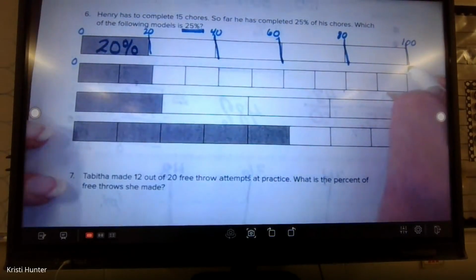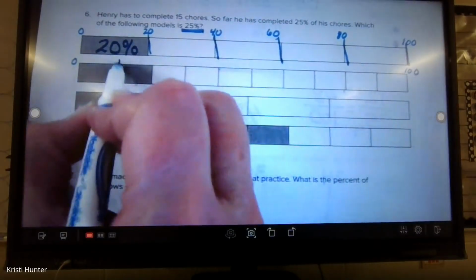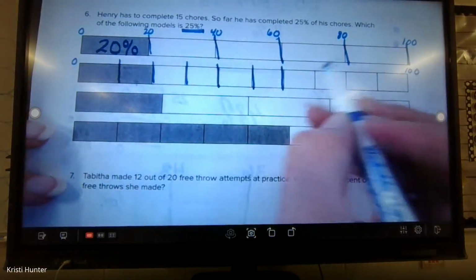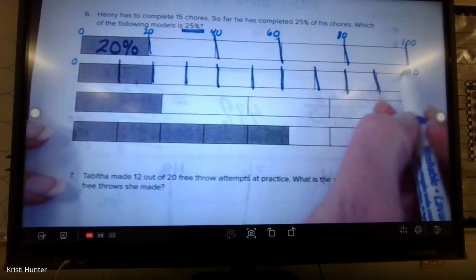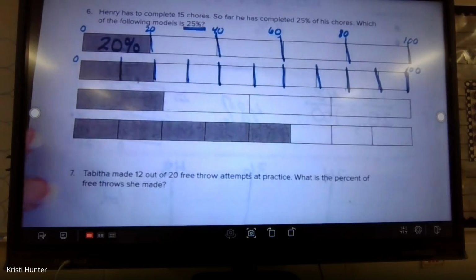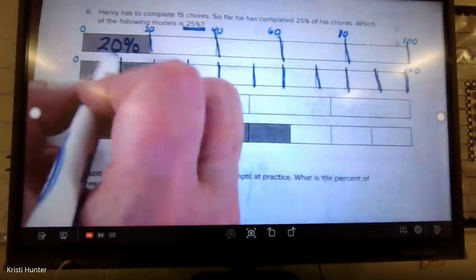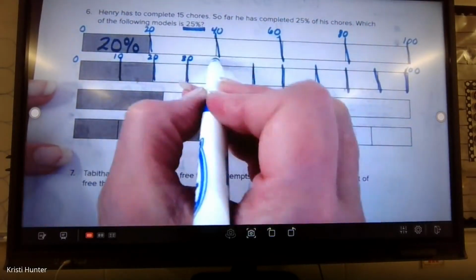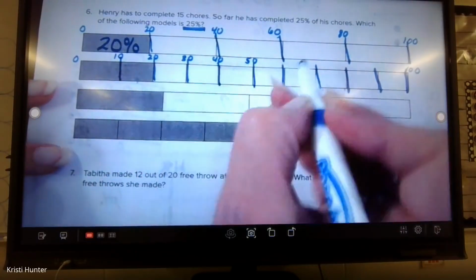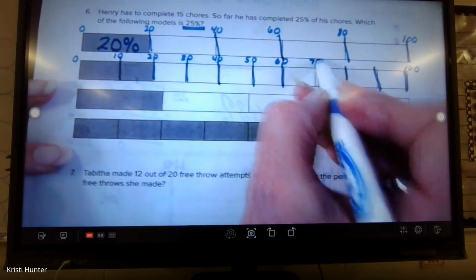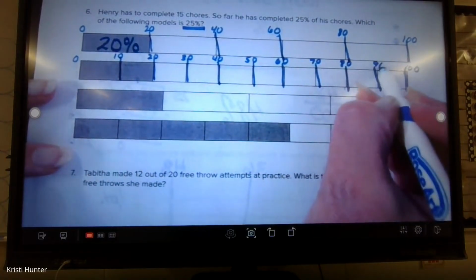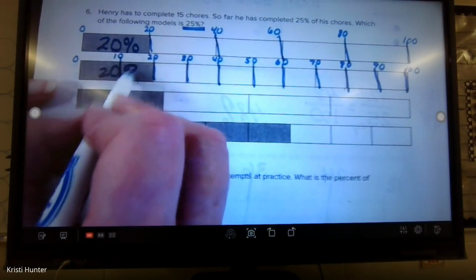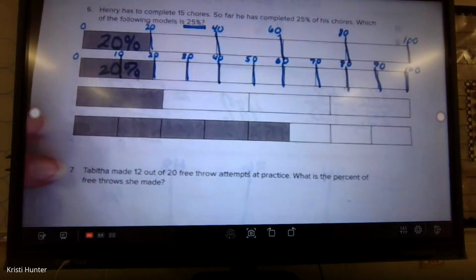So 0 to 100. This time it has 1, 2, 3, 4, 5, 6, 7, 8, 9, 10. Remember, counting by tens gets me to 100. So 10, 20, 30, 40, 50, 60, 70, 80, 90, 100. 2 of those boxes would also be 20%. So can't be that one.